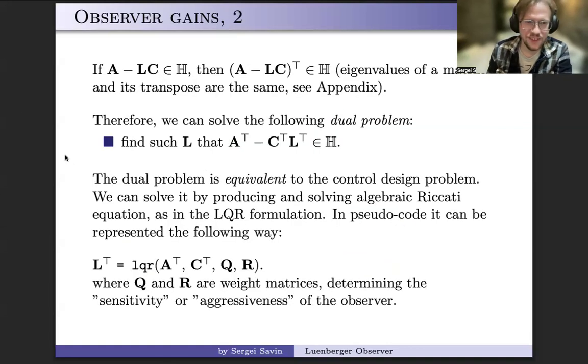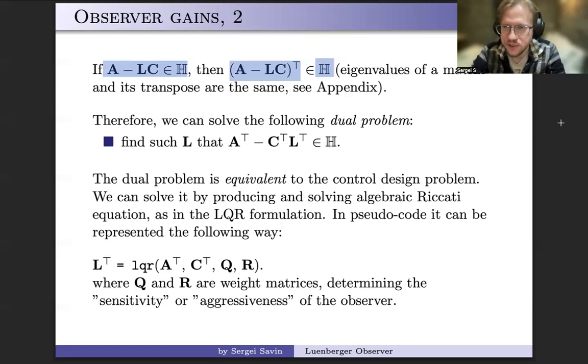To do something, we observe an interesting mathematical fact. If this matrix is Hurwitz, then the transpose of this matrix is also Hurwitz. So the eigenvalues of a matrix are equal to the eigenvalues of the transpose of the matrix. That is an interesting property. Does it feel obvious to you that the eigenvalues of a matrix are the same as the eigenvalues of the transpose of a matrix? Is it obvious or is it not obvious?